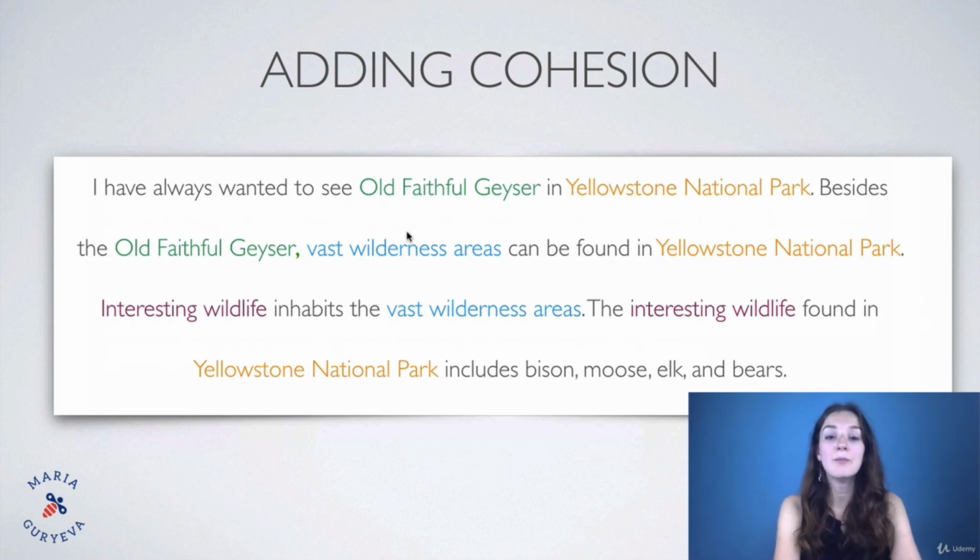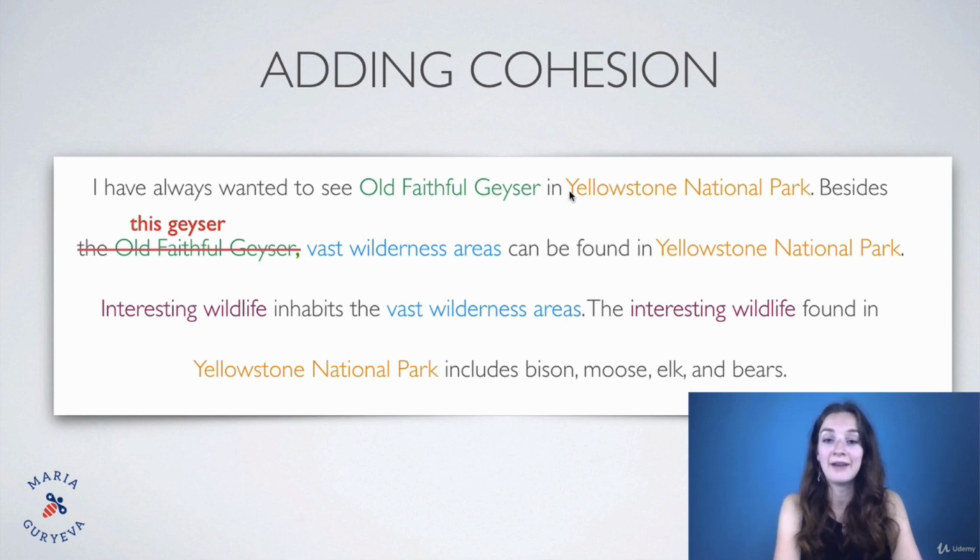So we see here that some of the words are repeated several times. We see that Old Faithful Geyser, which is green, is repeated twice. Yellowstone National Park, which I marked yellow because it's Yellowstone, is repeated 3 times. Interesting wildlife is repeated 2 times, and then vast wilderness areas is repeated twice. So of course we want to avoid this repetition, and we do so by replacing these words with pronouns. So let's have a look. We already have Old Faithful Geyser, so instead of repeating it, we're just going to write this geyser. Besides this geyser, sounds perfect.